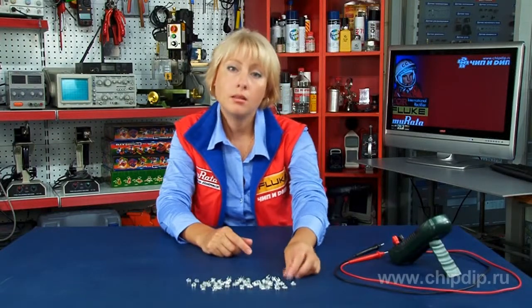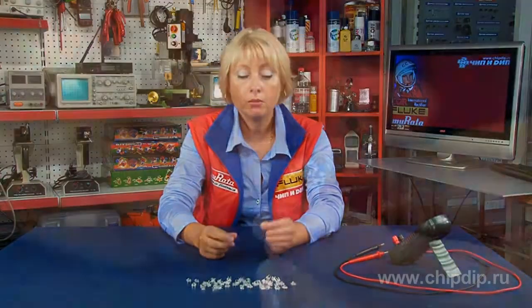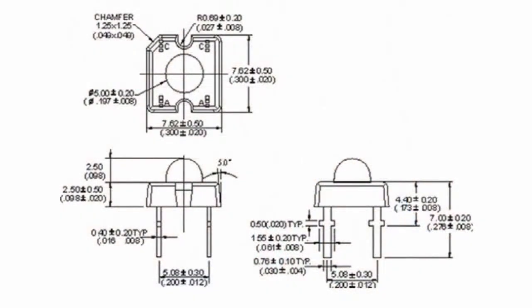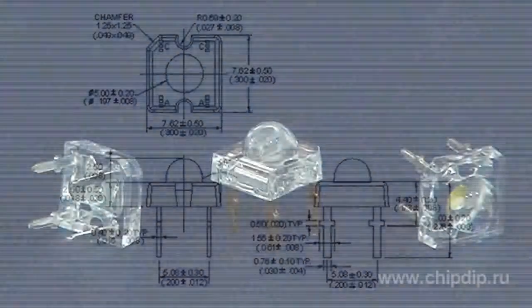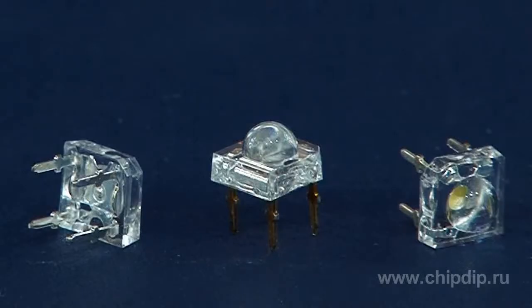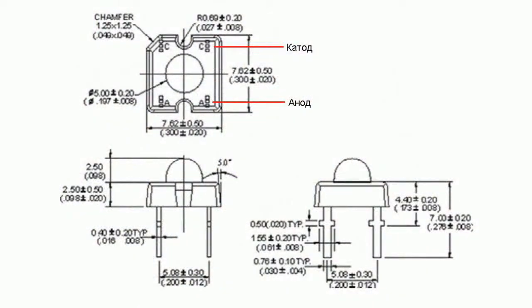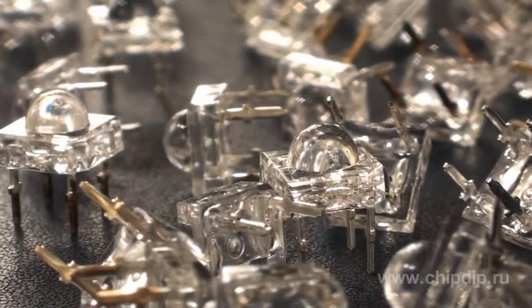LEDs of the Piranha type FL7680 series are made in a square transparent case with a size of 7.62mm and have a spherical lens with a diameter of 5mm. One of the corners is beveled, which allows you to determine accurately the correct connection of the LED.